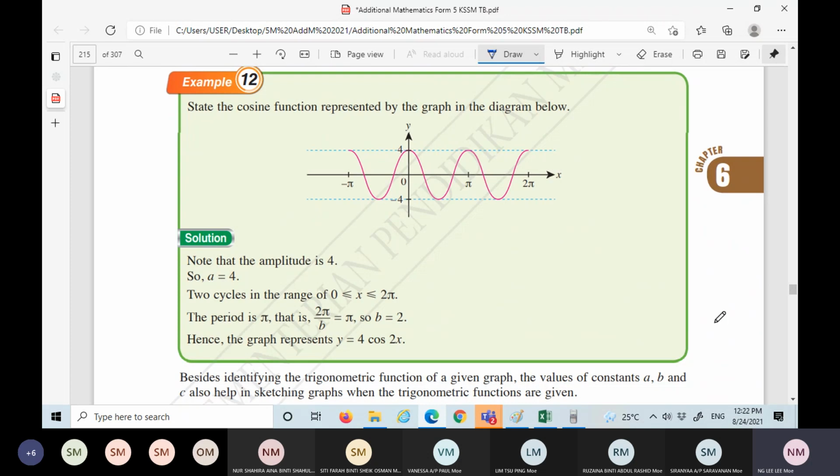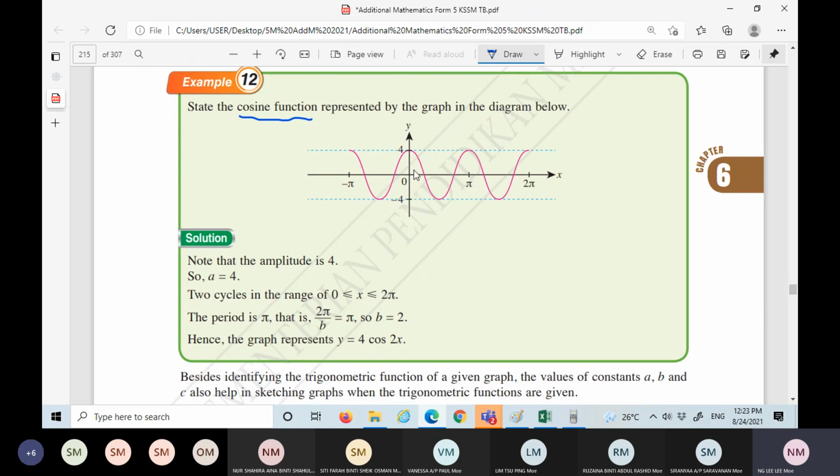Okay, let us look at these questions. Example 12. Go to the question now. They want you to state the cosine function represented by the graph in the diagram below. Means they give you the graph, and they want you to state the function. So what is the A, what is the B, and what is the C here?